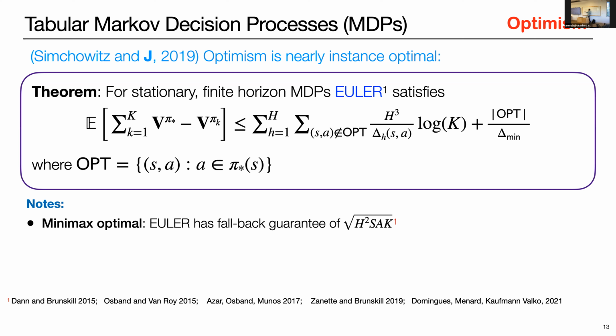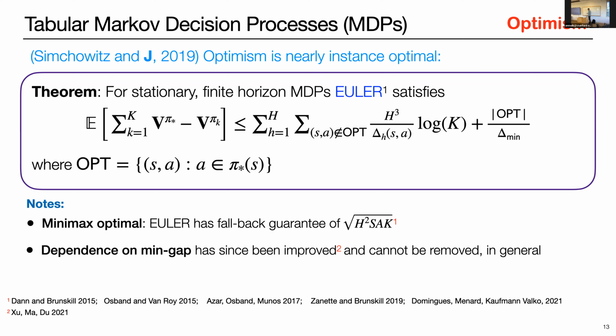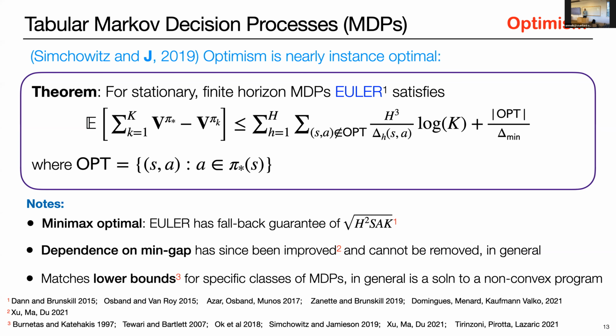Well, because we're analyzing an existing algorithm that's minimax, we immediately give this algorithm minimax. This term here is annoying, but it's actually unremovable in general. And it matches lower bounds for a large class of MDPs. We cannot claim that this is optimal for every instance.